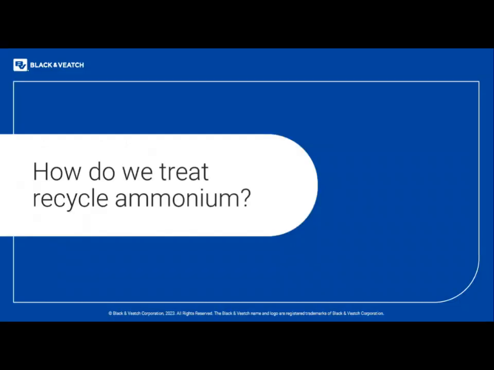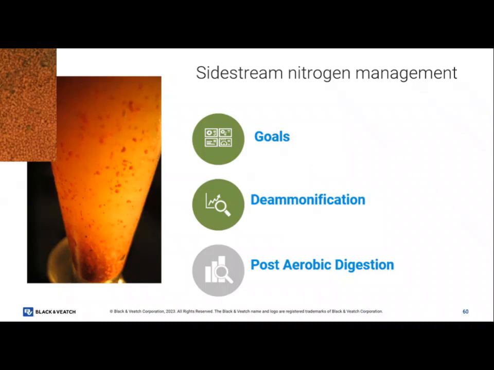So what do you do about this? If you can't handle it, if you have BioP and you want to make sure you have consistent performance, how do we treat recycled ammonia?